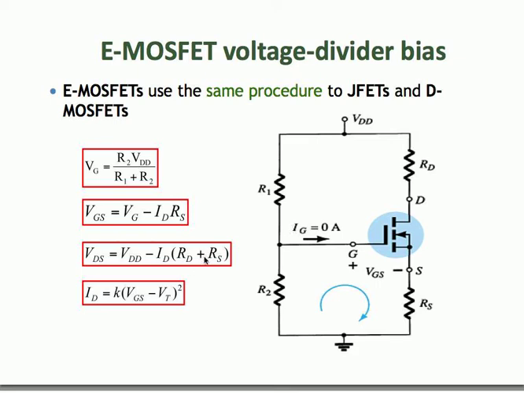And the only difference on how to analyze an E MOSFET with voltage divider bias compared to the biasing circuits which we have covered so far is that the drain current is given by this equation here. The drain current is not given by the Shockley equation, but the drain current of an E MOSFET is a function of the applied gate bias and the threshold voltage, and also some constant K which you can calculate.